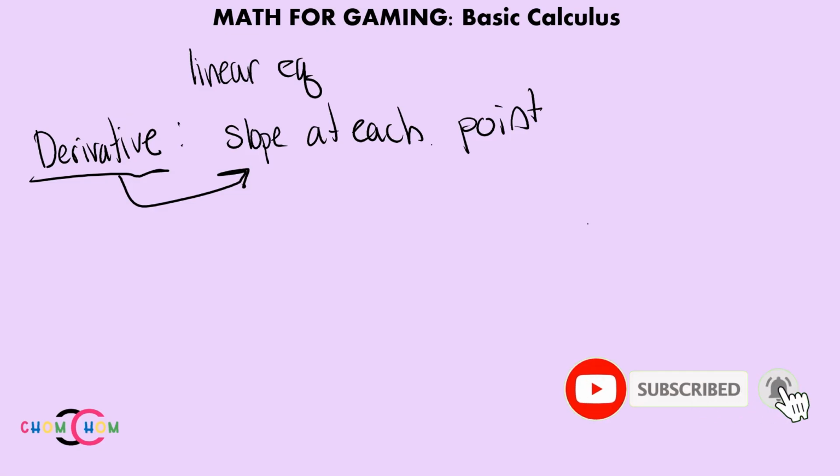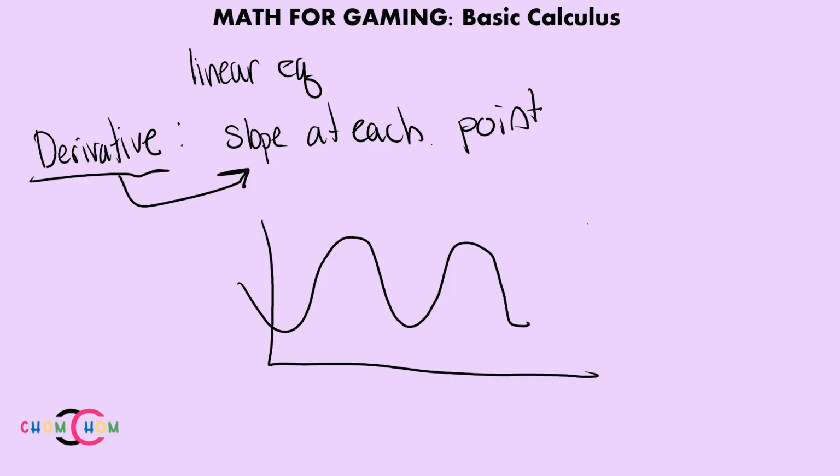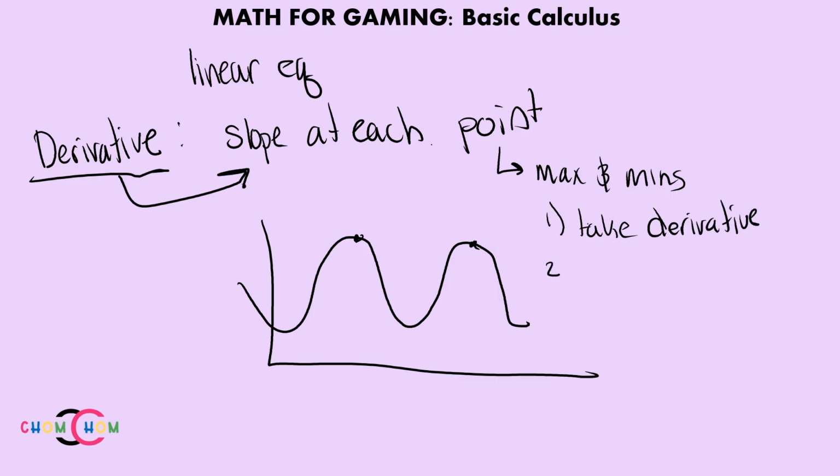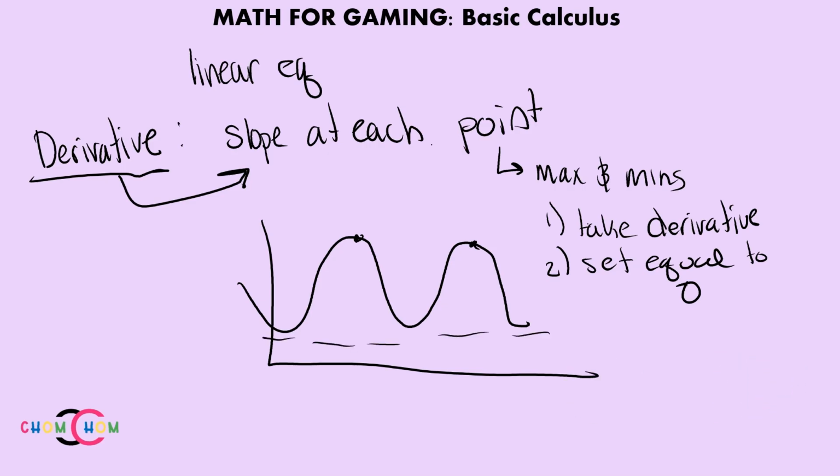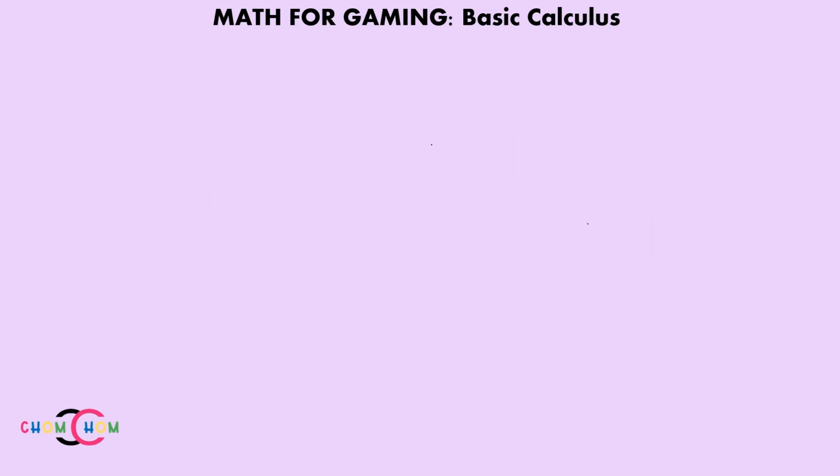Remember when you look for maximums and minimums in an equation? That's right, we can use a derivative to solve for a maximum or a minimum. The way we use derivatives to solve for max and mins is we take the derivative, then we set it equal to 0. So that will give us our maximum and our minimum points, or our slope.